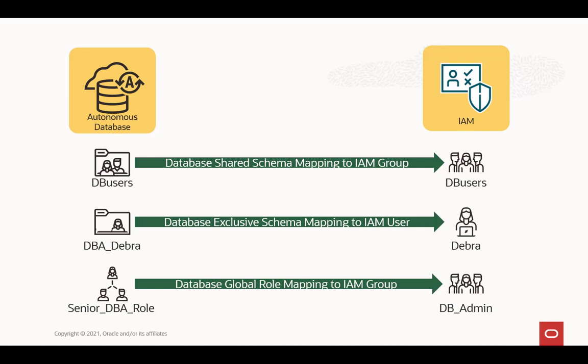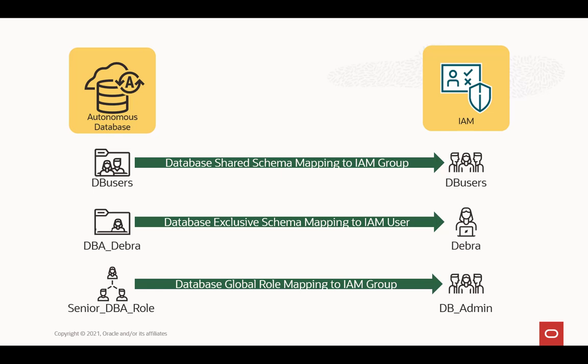Once the autonomous database is connected with IAM, the next step is to set up mappings between schemas on the autonomous database as well as global roles to IAM users and groups. An IAM user has to be mapped to a schema, whether it's an exclusive schema, where you have a one-to-one mapping between an IAM user and a schema, or it could be a shared mapping, where a database schema, called a shared schema in this case, is mapped to an IAM group.